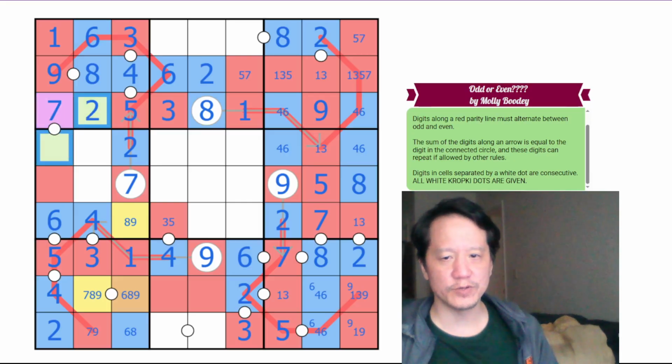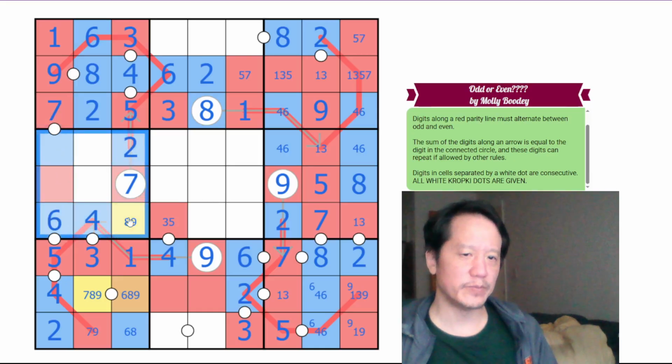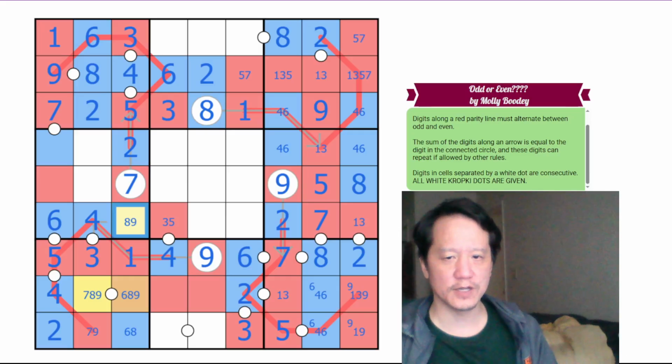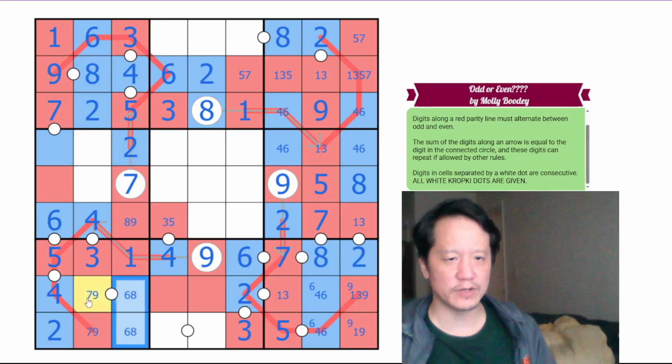So these are both even because this is odd, which means we have 4 evens in box 4. So this cannot be even, it's odd, which forces orange to be even, which forces yellow to be odd. So this is not 8. This is a 6, 9 pair here. Sorry, 6, 7, 9 pair, 6 and 8 pair.